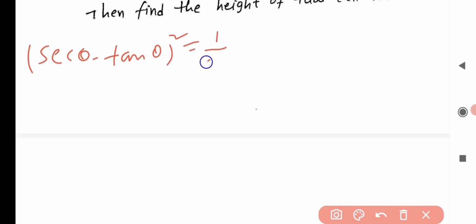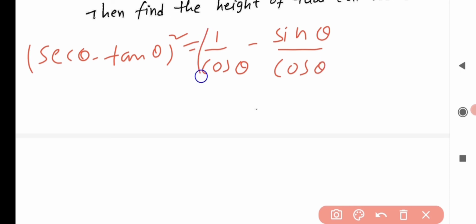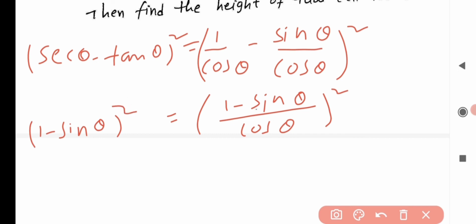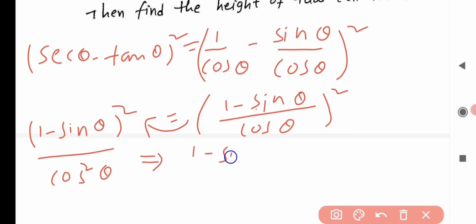Sec means 1 by cos theta, and tan means sin by cos theta, whole square. Your denominator is the same, cos theta, so subtract the numerators: (1 minus sin theta) whole square by cos square theta. The numerator (1 minus sin theta) whole square stays as it is. The denominator cos square theta means 1 minus sin square theta.